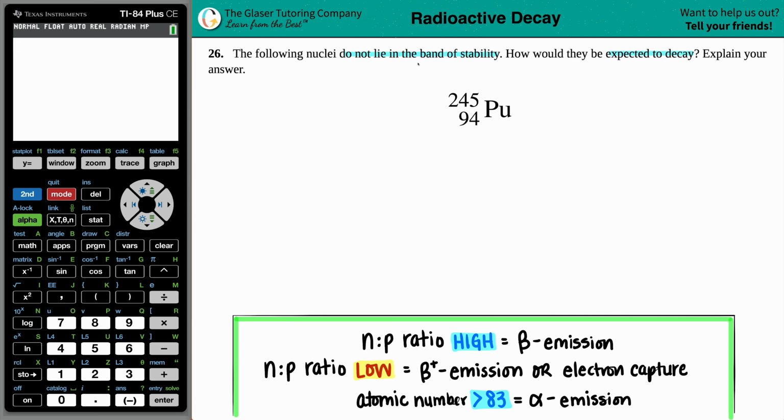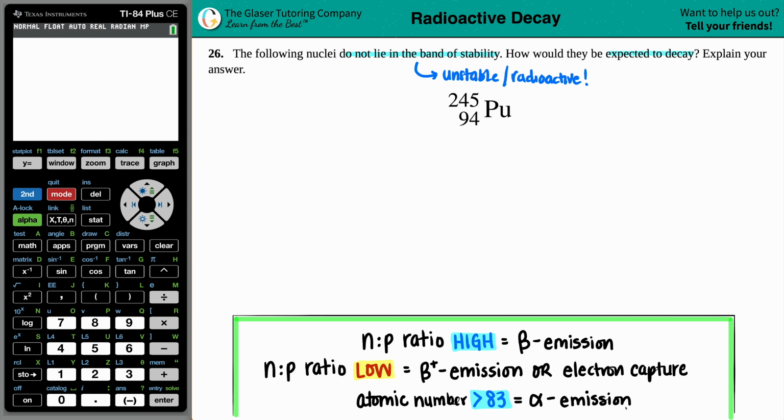Now they already tell us that this does not lie in the band of stability, so that just means that this is an unstable form of this nuclide, which means that it's radioactive. And radioactive material always wants to come back to stability. That's why they're going to decay. But the question is, how do they decay? Beta emission, positron emission, electron capture, or alpha emission?